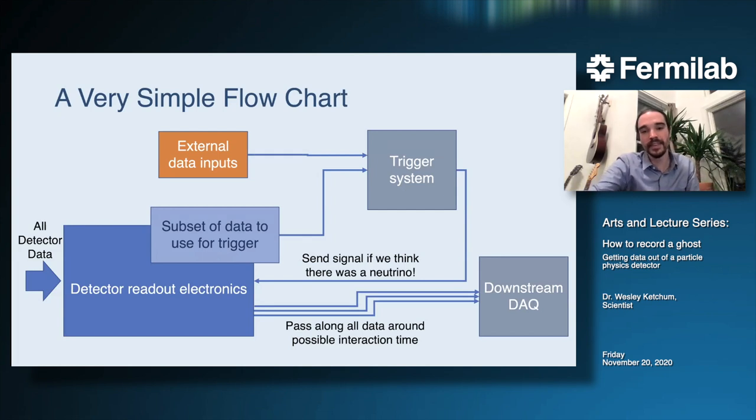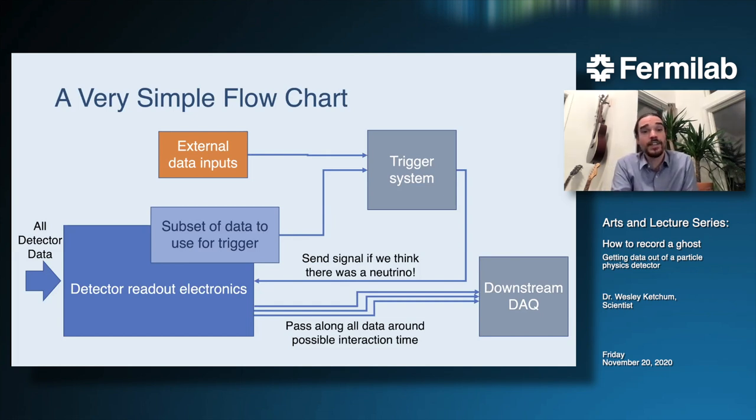We have our detector data coming in on the bottom left into our detector readout electronics. We take some subset of that data and send it to our trigger system, which can also collect external data inputs. Using all of that data together, it makes a decision: I think there might be a neutrino in this event. And it sends that signal back to our detector electronics, which then ship all of the data around that time to the rest of our data acquisition system.